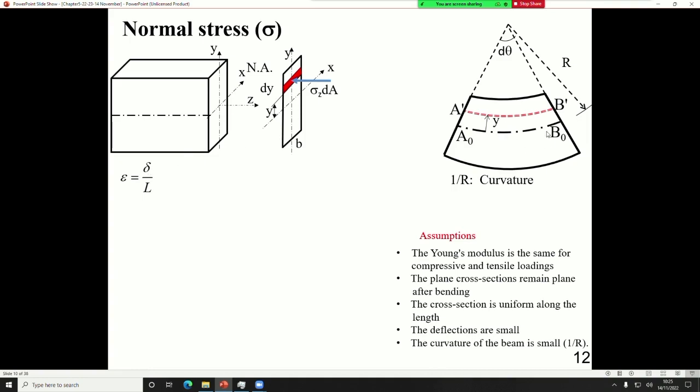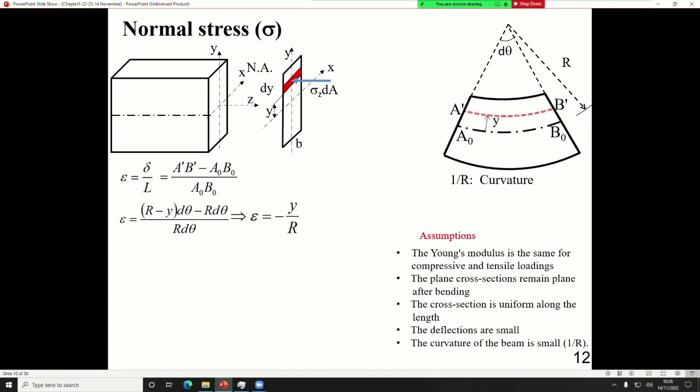If I find the length of A naught B naught and the length of A prime B prime, the difference between these two is delta, and A naught B naught is the original length. The central angle of this arc is d theta. Therefore, the original length, A naught B naught, is equal to r multiplied by the central angle d theta. Delta is equal to the difference between these two, so delta is equal to r d theta minus (r minus y) times d theta. This r d theta is the original length, and the other is (r minus y) times d theta. Now r d theta can be cancelled out, so we end up with minus y over r.